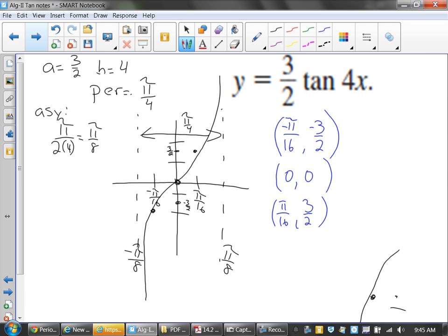Yes, sir? What happens if your a is negative? Would you do it that way? Correct, yeah. If the a value is negative, that just means you're going the other direction. It means it's just reflecting, going the other way. Okay.